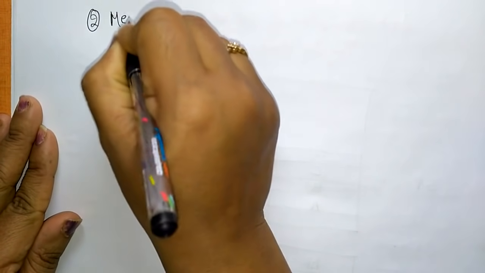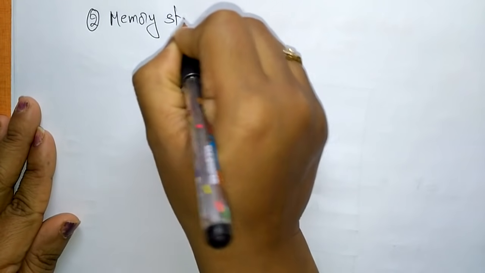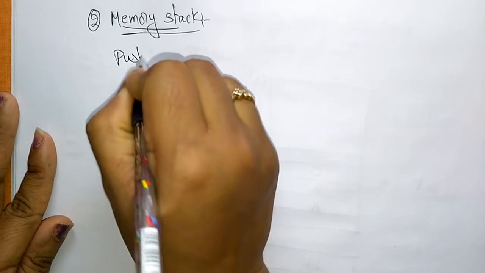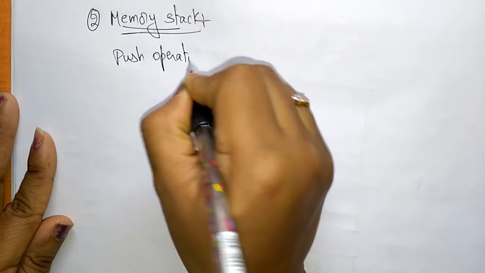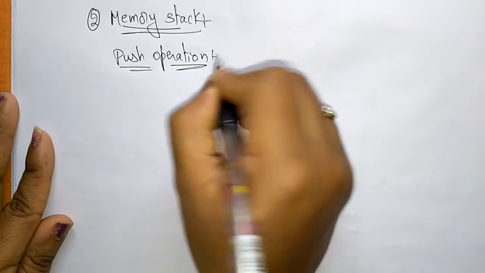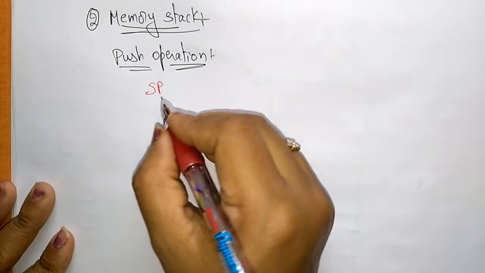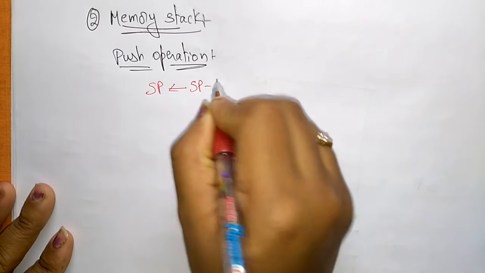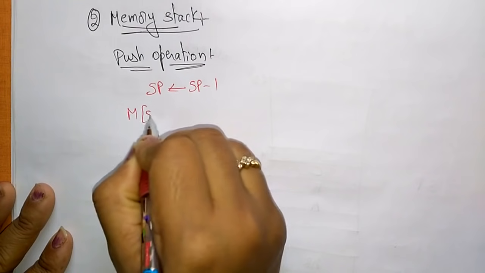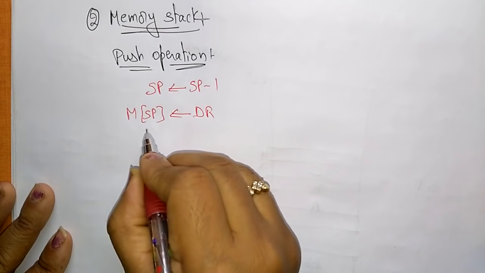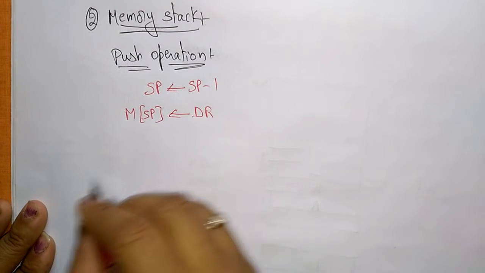Now, let us see the memory stack, the second one. What are the operations for the memory stack? Same: the push operation and the pop operation. But here in memory, if you want to push data, you first have to decrement the stack pointer, and the data you want to place should be placed at the decremented stack pointer location.